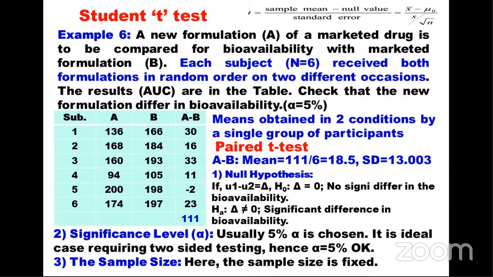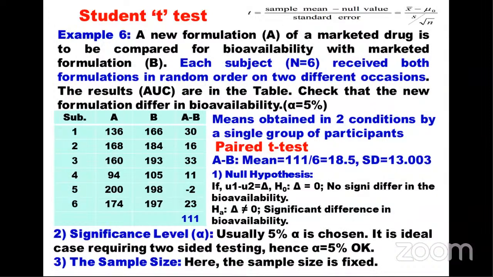First time they were given A formulation, and the data was measured. Then after a washout time or suitable time, the same subjects were given B formulation, the market product, and analysis was carried out and results are plotted or written in the table. The results, AUC in terms of bioavailability, are presented in the table. Check whether the new formulation differs in bioavailability from the marketed product or not. The alpha level is 0.05 or 5%.